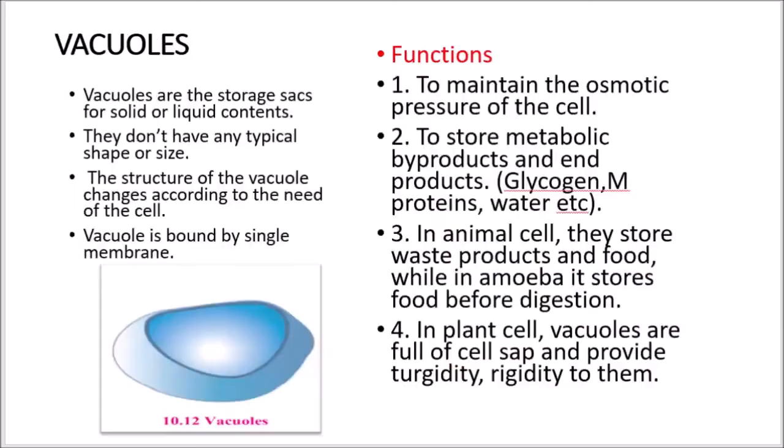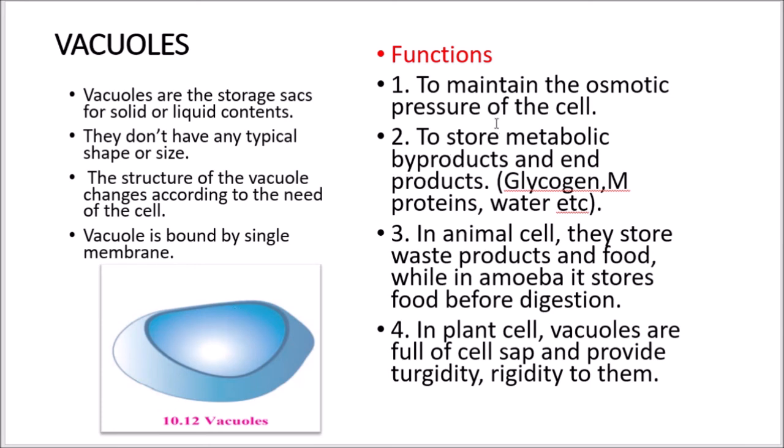Next is vacuoles. Vacuoles are the storage sacs for solid or liquid content. They don't have any typical shape or size. The structure of the vacuole changes according to the need of the cell. A vacuole is bound by a single membrane, so there is no exact shape of the vacuole. It can be variable according to the need of the cell.